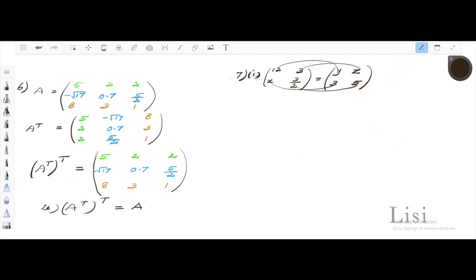Okay. So here, what is your x? X is 3. And what about your y? Y is 12. And what about your z? It is 3. Right?